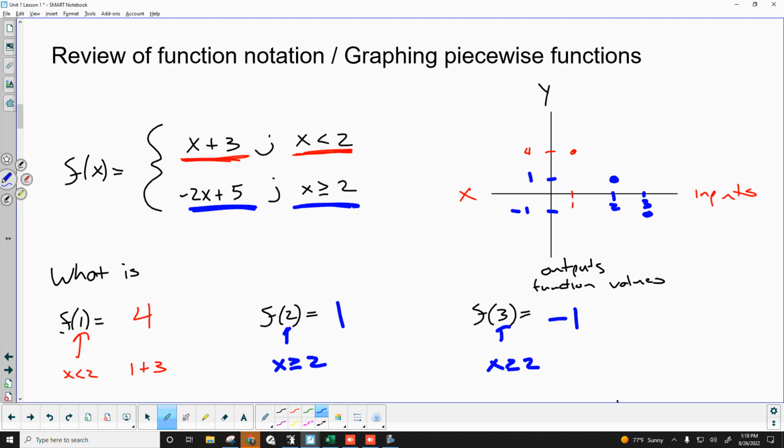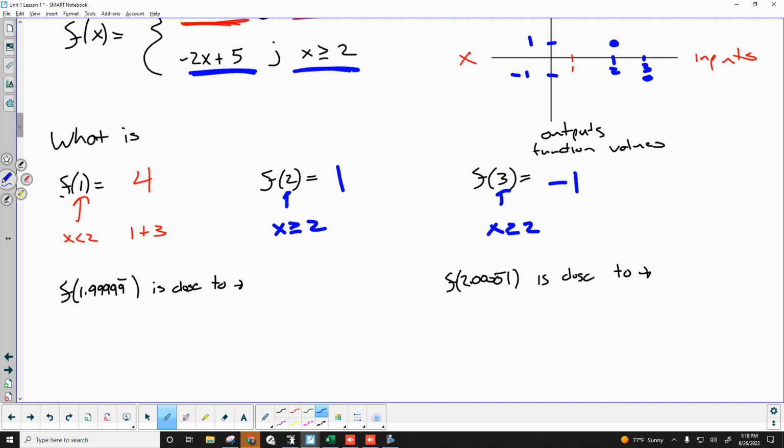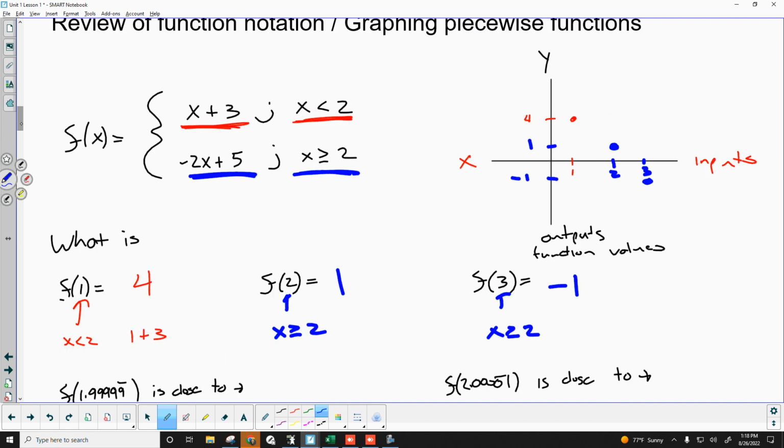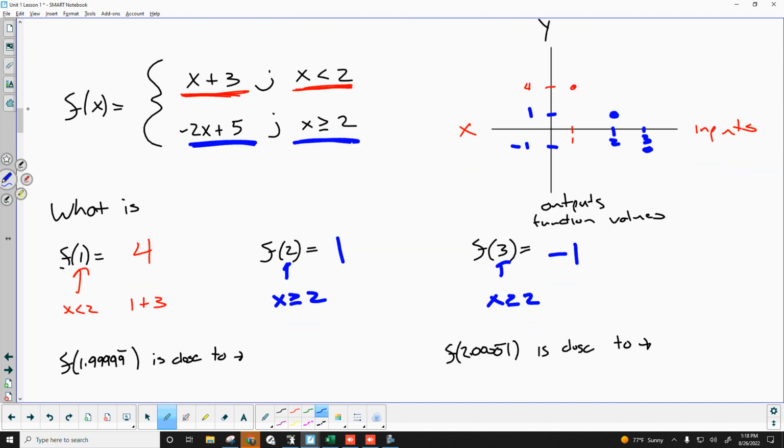But then we go to these. And I ask you, what if you plugged in 1.9999999? What if you plug that in? Where would you plug that into? And what y value would you be really, really close to getting if you plug that in? Talk to your neighbors. What do you think?